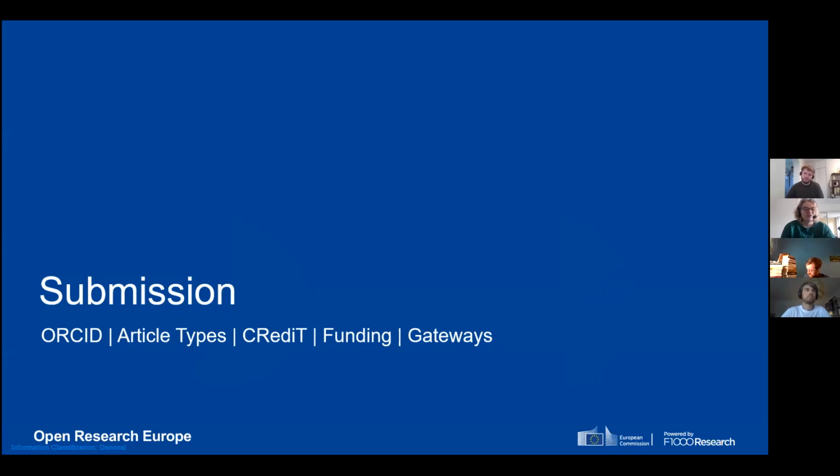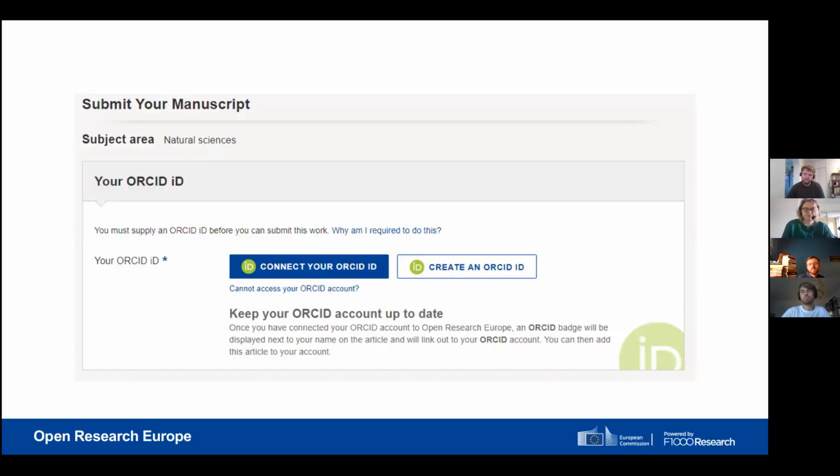So with regards to the submission process, what does that actually look like, and what kind of information do we ask for? When you go onto the website to actually submit your manuscript, you will be asked first to choose the subject area that your manuscript falls within. And this is from 6 options, and they come from the Frascati ontology manual that the European Commission uses to categorize all of their grants.